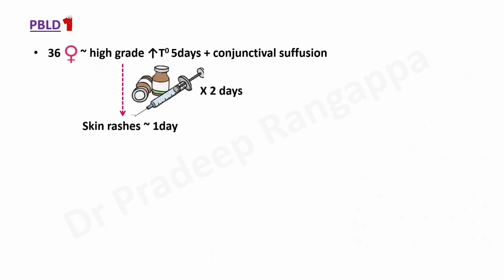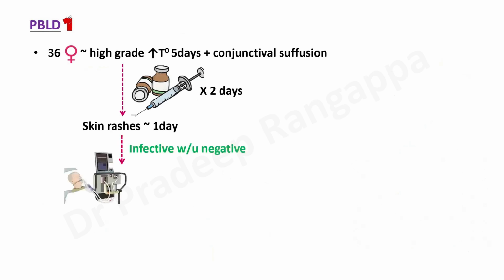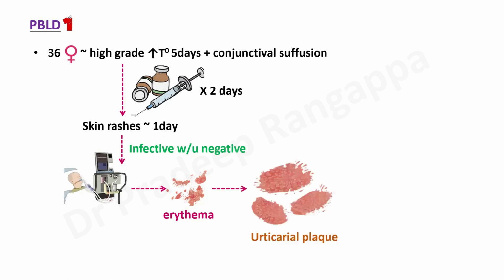She came very sick, in hypotension and shock, and with shortness of breath. She was intubated and mechanically ventilated. All the standard infective workup came negative. So what she had was an erythema. She had an intense deep erythema, which later on progressed to urticarial plaques. I'll show you the pictures.